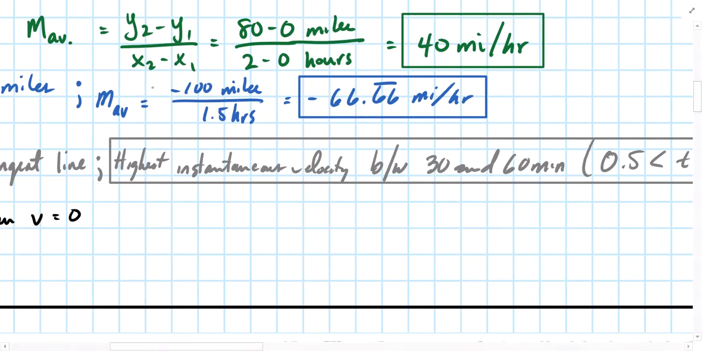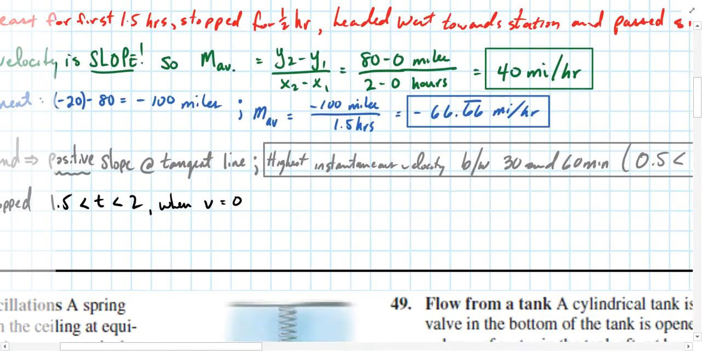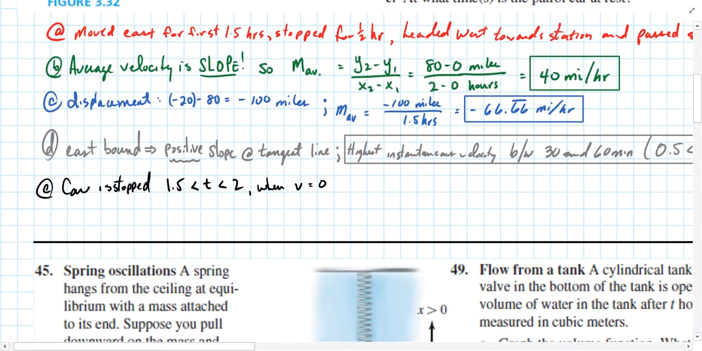So as far as our average velocity goes, well, we've traveled a total of 100 miles westward, and we did that in an hour and a half. So the average speed was 66.6 repeating miles per hour, and because of the negative sign, we know that we were traveling in the direction west. So we actually have a velocity and not just speed.